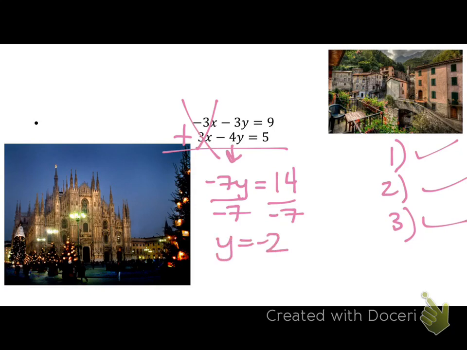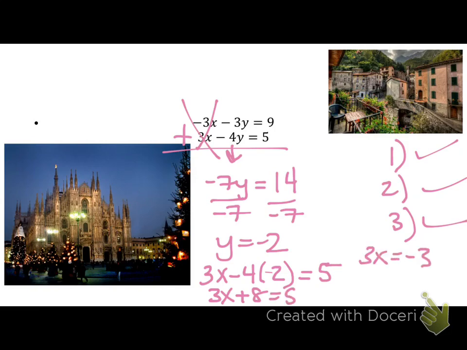Let's go ahead and pick an equation to put it in. Negative 4 times negative 2 is a positive 8. Subtract 8 from both sides. We're going to have 3x equals negative 3. Divide by 3. X should equal negative 1.